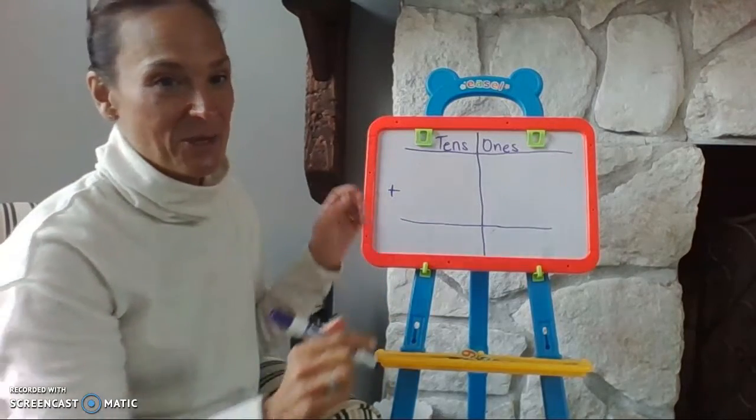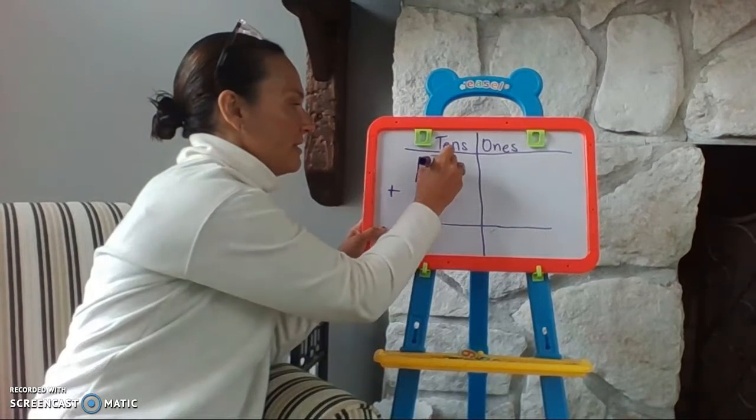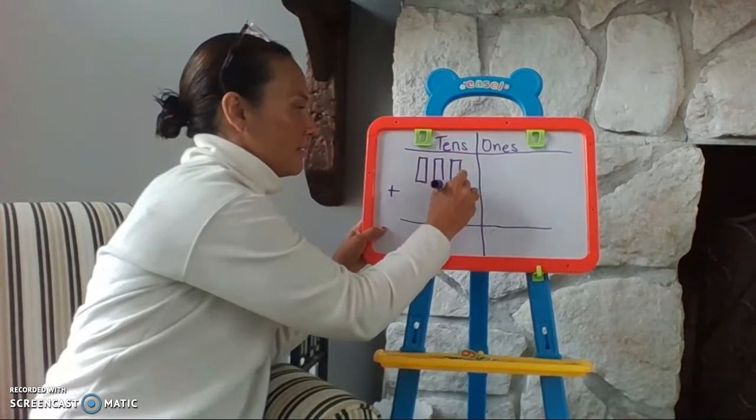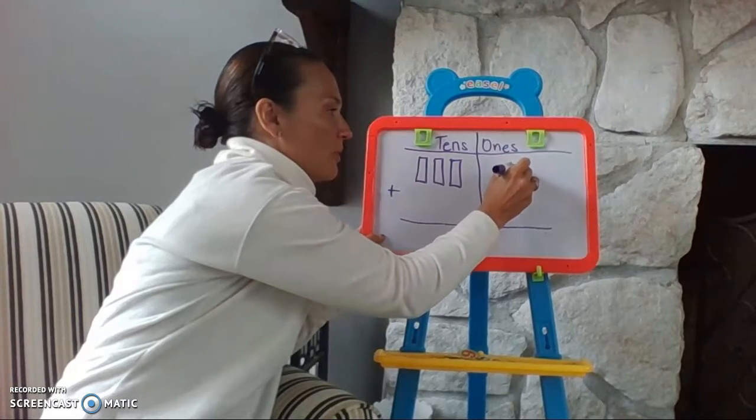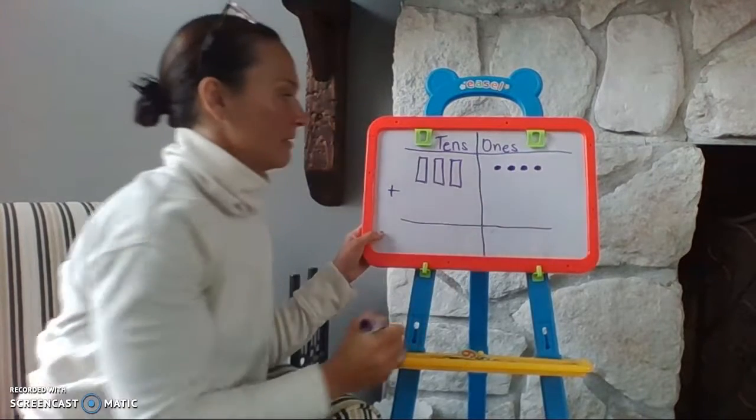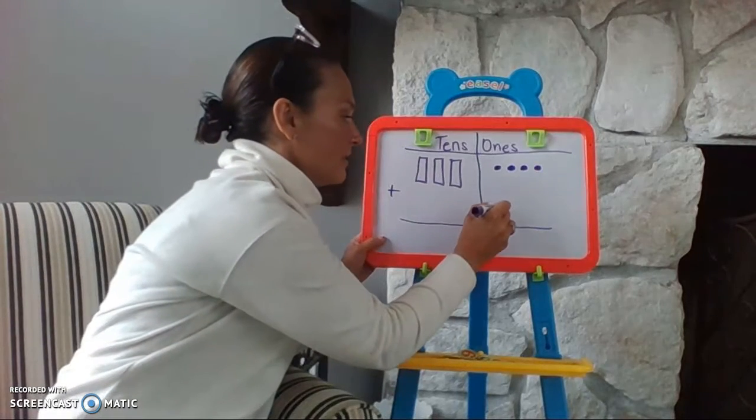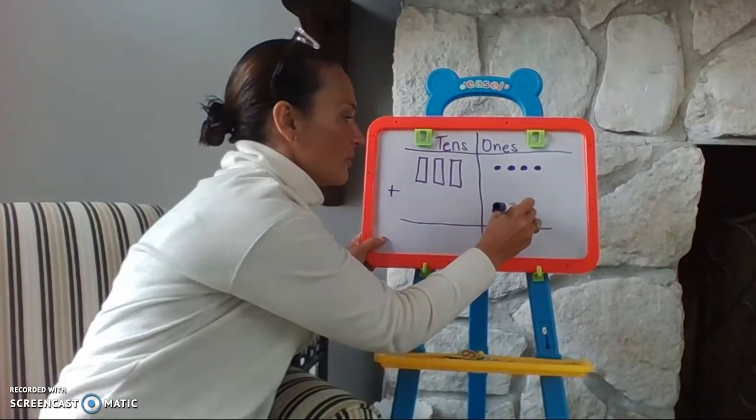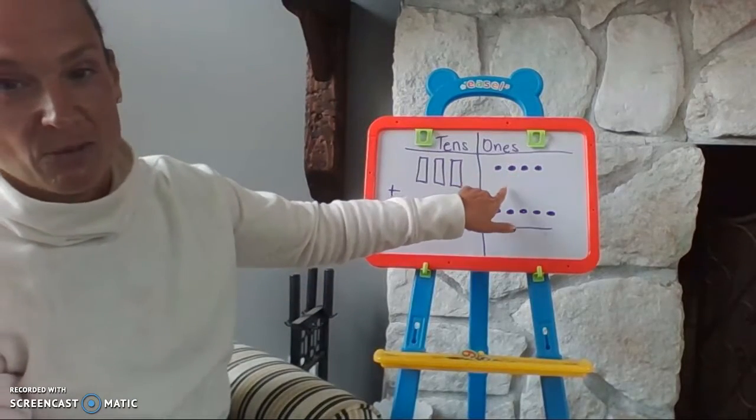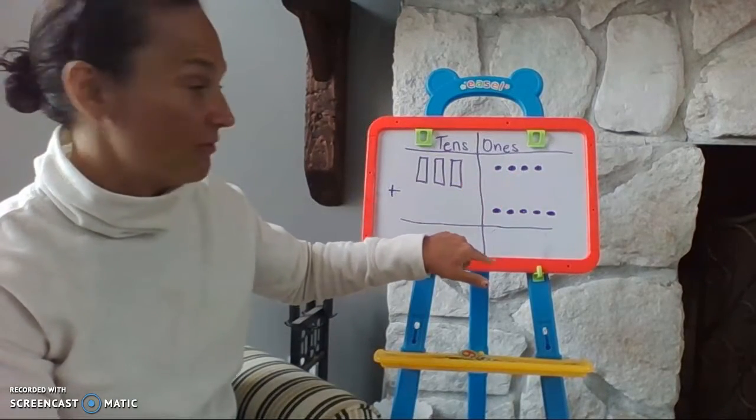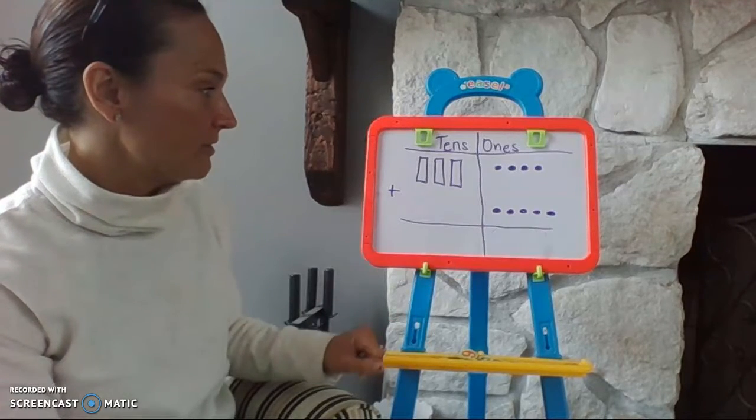Now we're going to move on, and we are going to look at 3 tens. And let's see, we'll do 4 ones. And to that, we are going to add 5 ones. So 3 tens and 4 ones would be the number 34. And to that, we are adding the number 5.